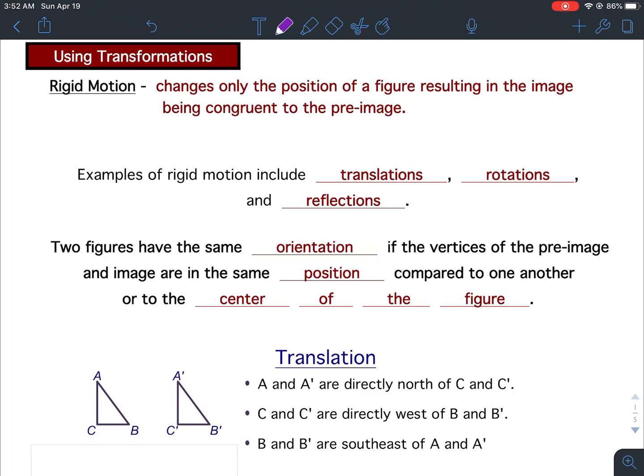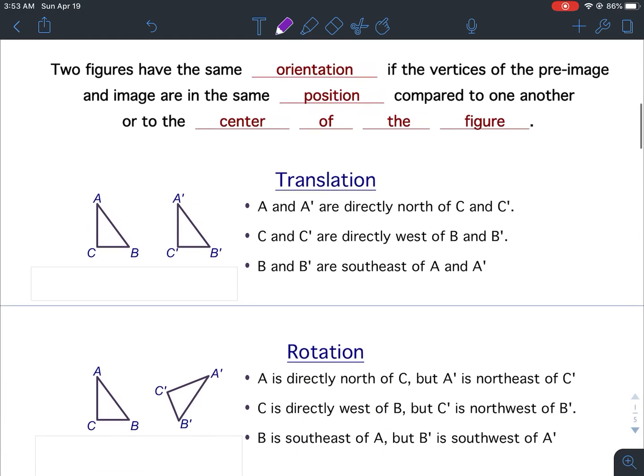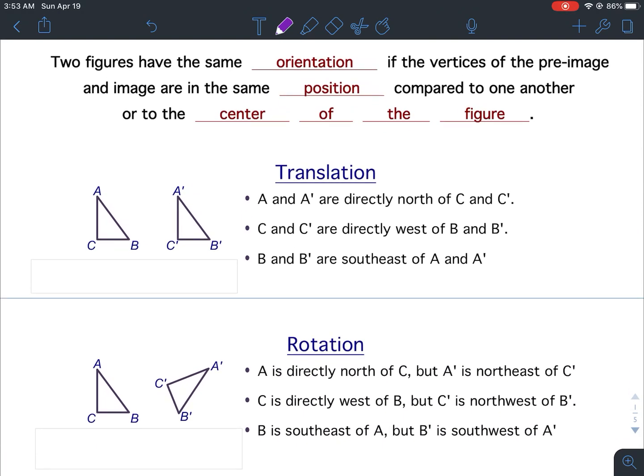Two figures have the same orientation if the vertices of the preimage and the image are in the same position compared to one another or to the center of the figure. We've talked briefly before about orientation, but this is going to go into a little more detail. So we're going to talk about the orientation for translation, rotation, and reflection, because right now we are talking about rigid motion.